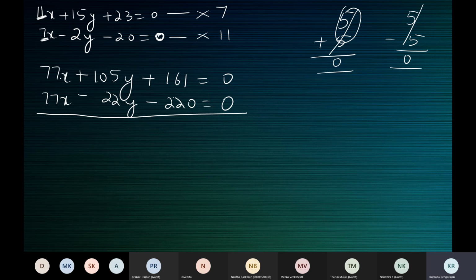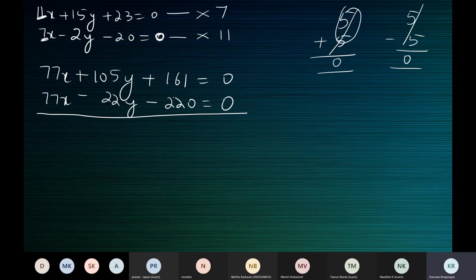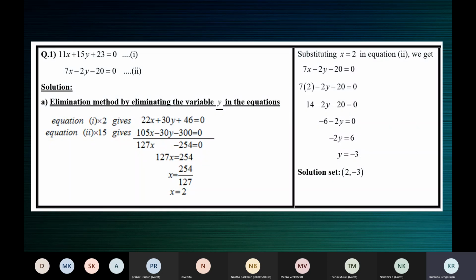Both are positive. See, here we had one positive and one negative. One was plus 30y, the other was minus 30y. So plus 30y minus 30y is 0. So here we added the two equations.